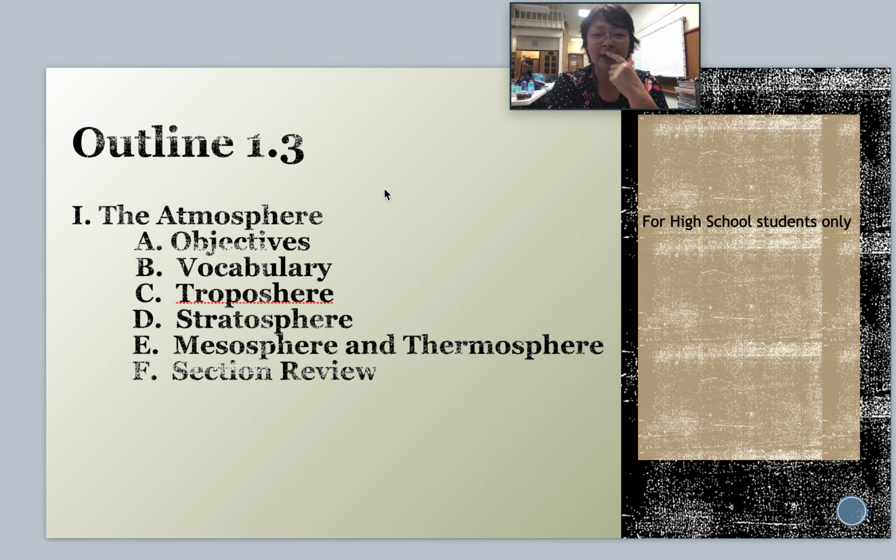And so then the categorization, the categories underneath the Roman numerals are the capitalized alphabet letters. And so the placeholders for these letters include objectives, vocabulary, and the subheadings that are found within the section reading, which are troposphere, stratosphere, mesosphere, and thermosphere, and then last, the section review.